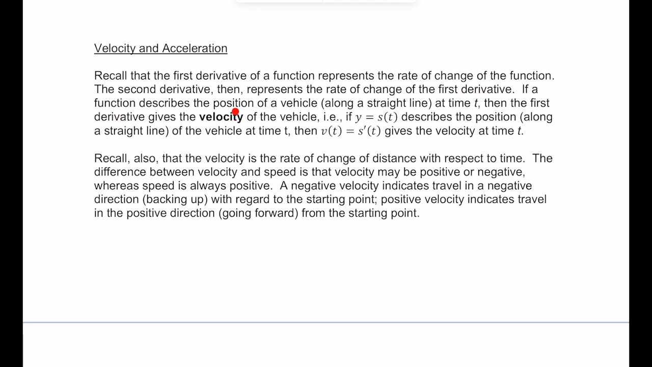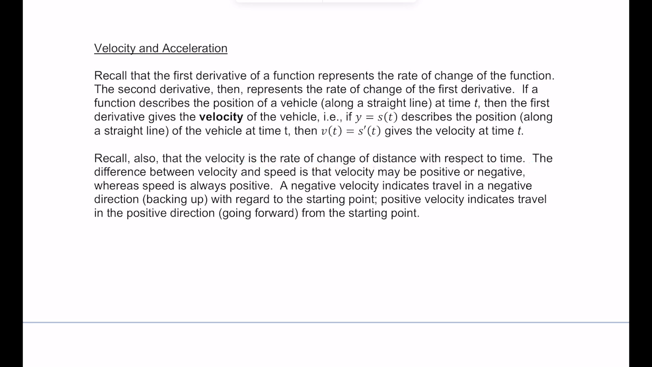So if a function describes the position of, let's say, a vehicle, and we'll pretend it's just along a straight line at time t, then the first derivative is going to give the velocity of the vehicle. So in other words, if y equals s of t describes the position of the vehicle at time t, then v of t is going to equal s prime of t, which gives the velocity at time t. Recall also the velocity is the rate of change of distance with respect to time.